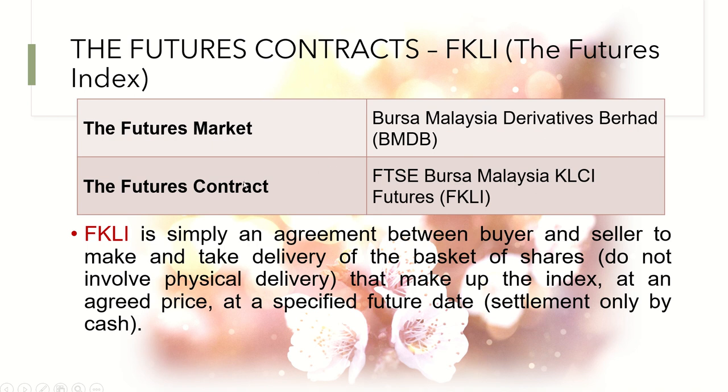And what kind of futures contract do we have? We have FTSE Bursa Malaysia KLCI Futures, or FKLI. If you want to define the FKLI, it is simply an agreement between buyer and seller to make and take delivery of a basket of shares. In CPO, it would be taking delivery of tons of CPO. But in this chapter, we're talking about indices. So we will take delivery of the basket of shares that make up the index at an agreed price at a specified future date. Later on we will talk about the physical delivery and also the settlement of FKLI.